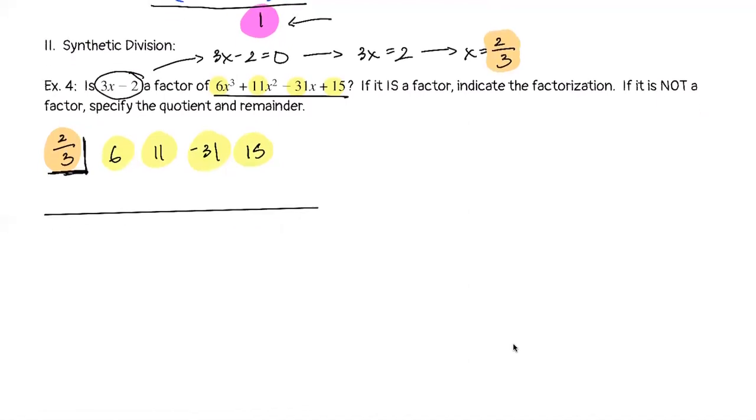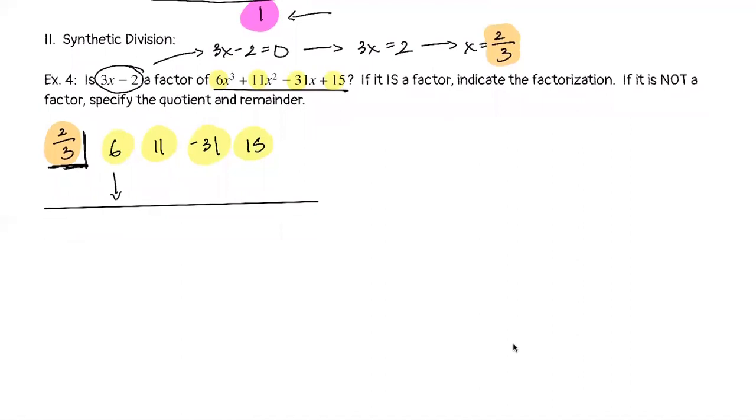The first thing we're going to do to get this started, we're going to take the first number and drop it down below the line. That happens every single time. You take that first number, you drop it below the line. But it's the first yellow number, not the orange number, okay? Then you're going to multiply those two. So 2/3 times 6 gives me 4. And now, after we multiply, we are going to add those two. So I get a 15.